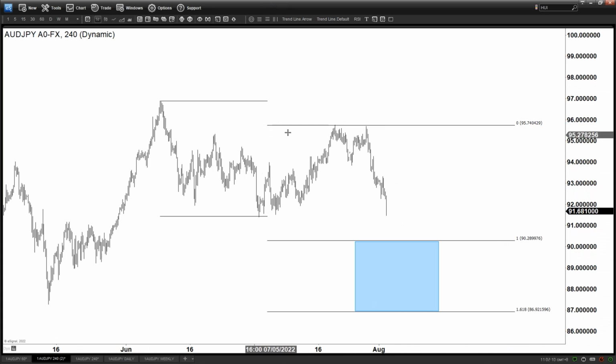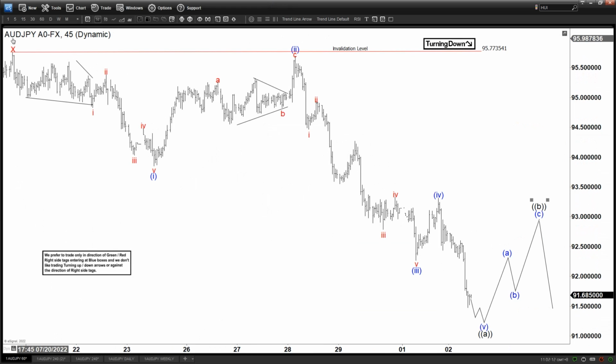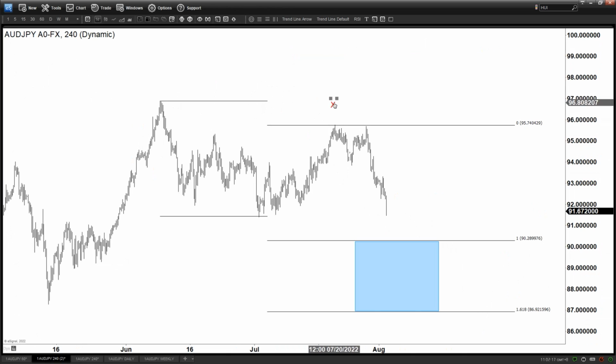Now the shorter cycle is what we saw before. This is your X over here. So now we are looking for 1, 2, 3, 4, 5 to finish. From there, once it finishes, we can get a rally to correct this 5 waves down, and then another leg down, right? And so if this is the X, this is W. So if this is WX, then that means the entire sell-off is just a corrective structure within a bigger time frame.